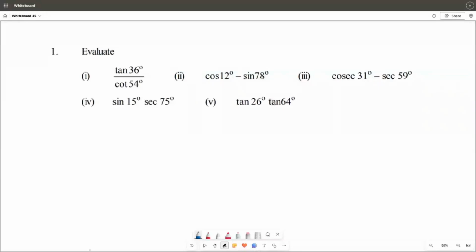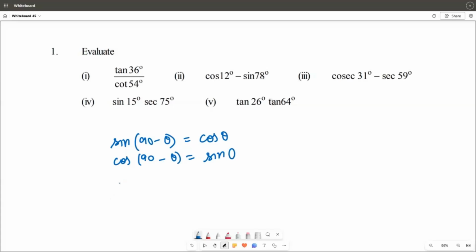Today we have the first question of exercise 11.3. So we have to evaluate the five questions here. To do this kind of questions, we need to know a few simple formulas like, for example, sin 90 minus theta is equal to cos theta. Then cos 90 minus theta is equal to sin theta.